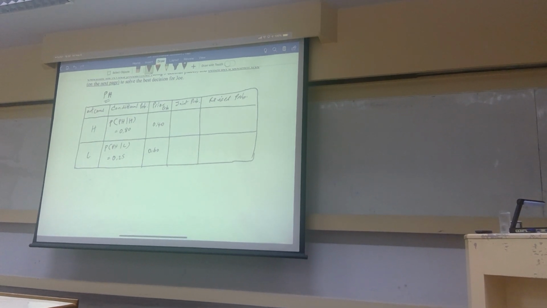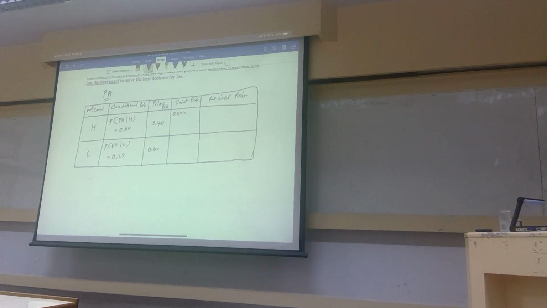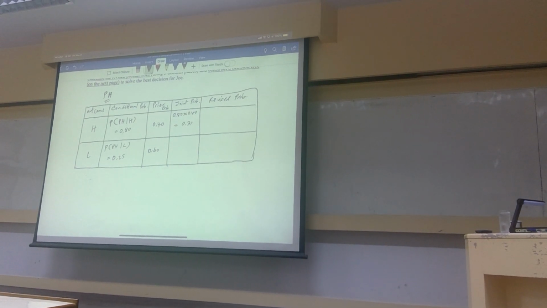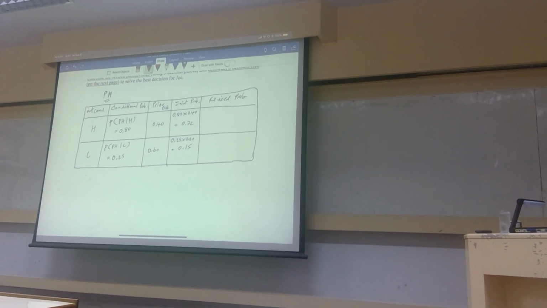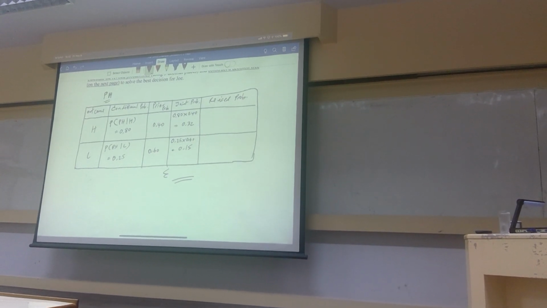Joint probability is conditional probability multiplied by prior probability. So in this case, we have 0.8 multiplied by 0.4, which gives 0.32. For the cell below, you have 0.25 multiplied by 0.6, which gives 0.15. When we sum up all these joint probabilities, we have 0.47. This 0.47 is the probability that the expert predicts high unemployment.